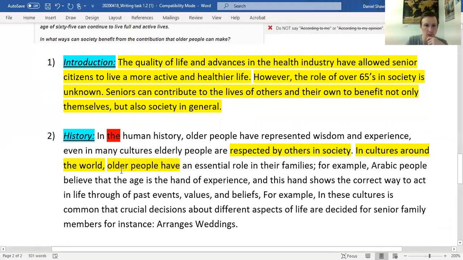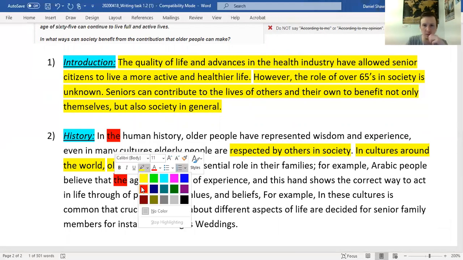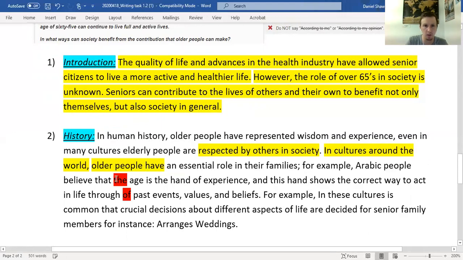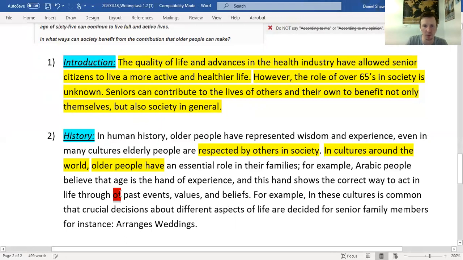For example, Arabic people believe that age is the hand of experience. Again, we don't need this word the. And this hand shows the correct way to act in life through, okay, we can take this out, past events, values, and beliefs. And this is the end of the idea. So good ideas, just need to clean them up and make them a little easier to understand, which we've done. We're taking out some of these words that we don't need.